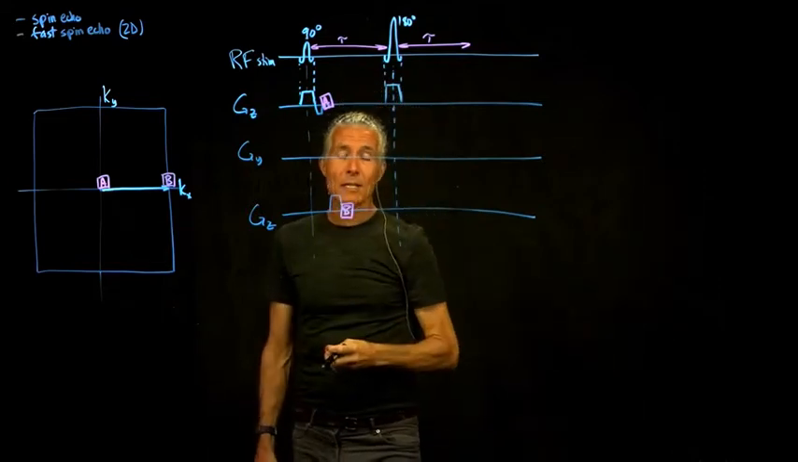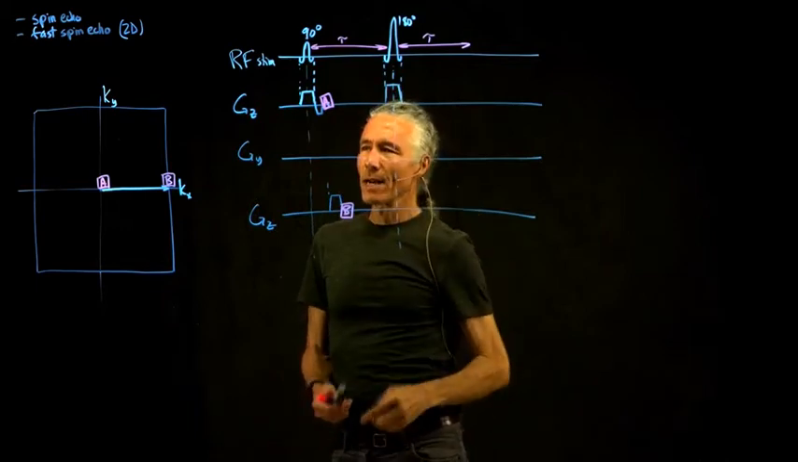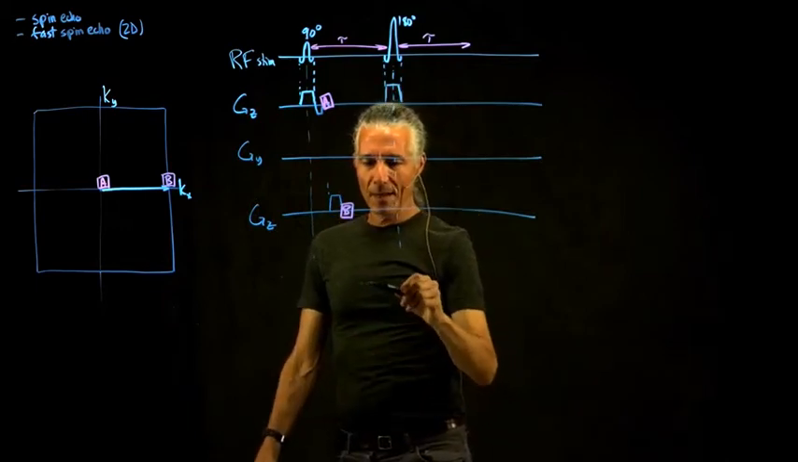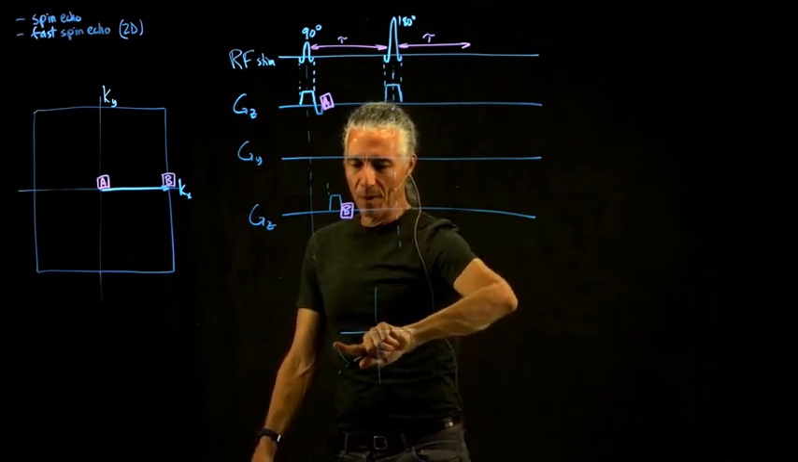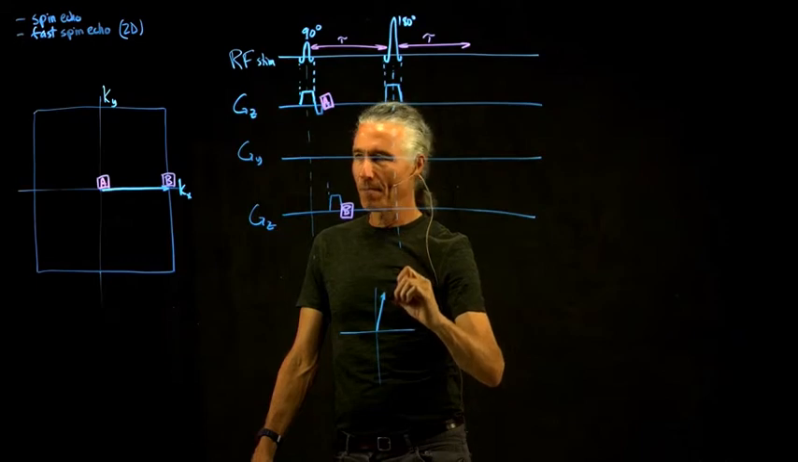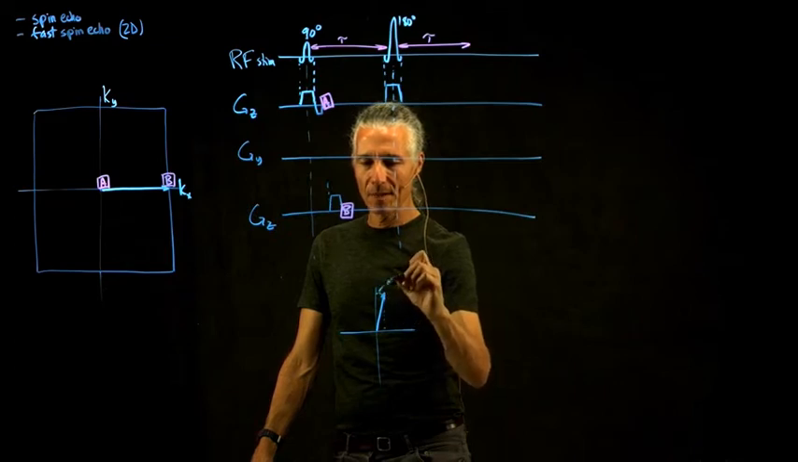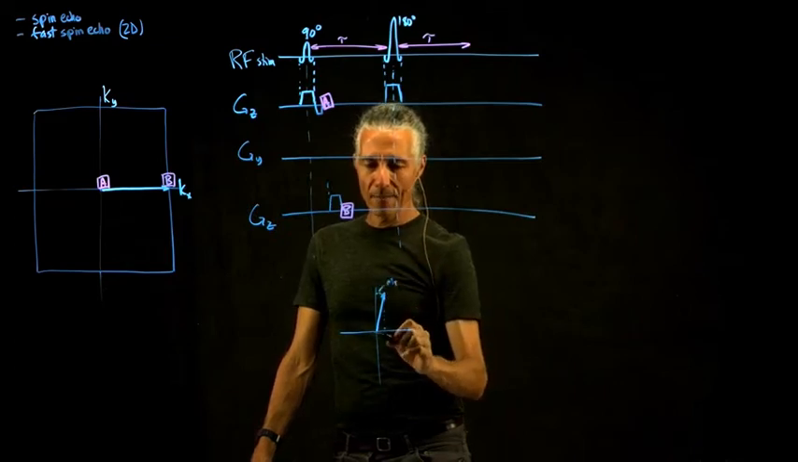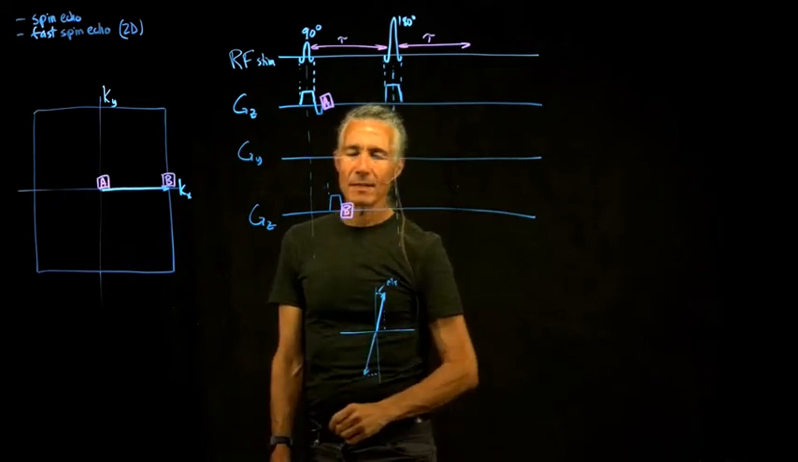But there's a problem with the slice select for the 180, and the problem comes from the fact that, well, there's two problems. One problem is, what if you actually had some transverse magnetization to start with? So here's a little bit of transverse, MT. If you do a 180, you'll end up with a little bit of transverse magnetization down there.